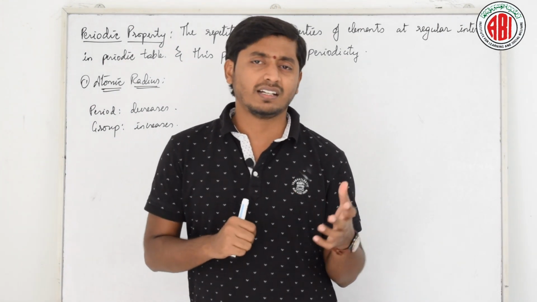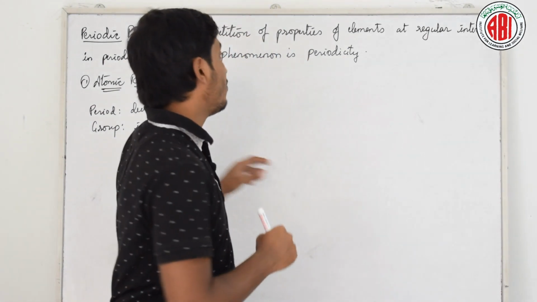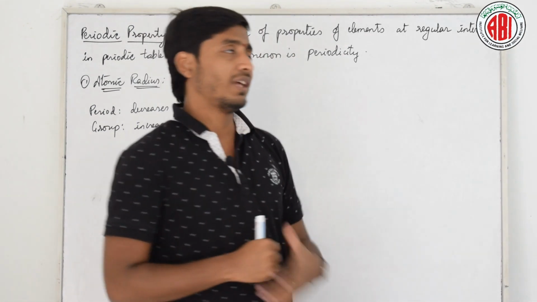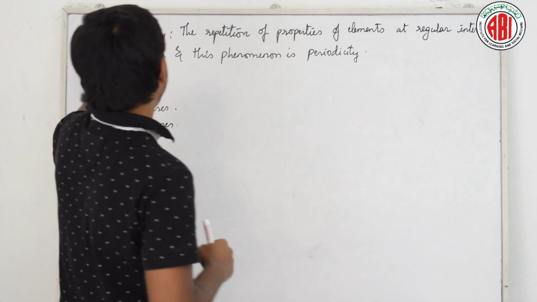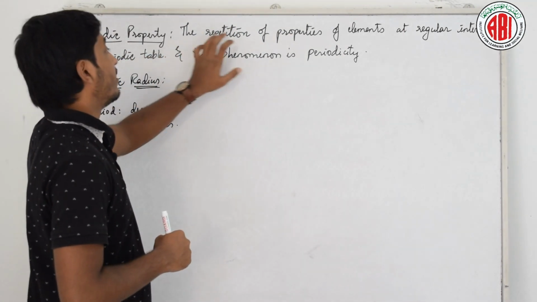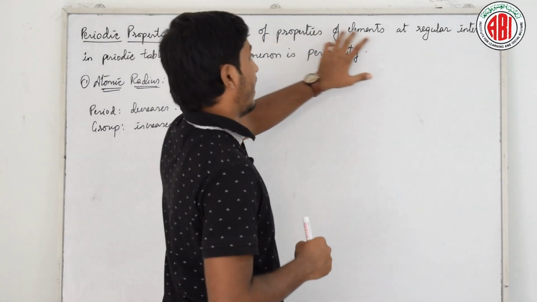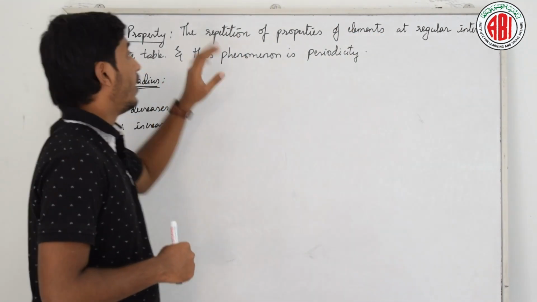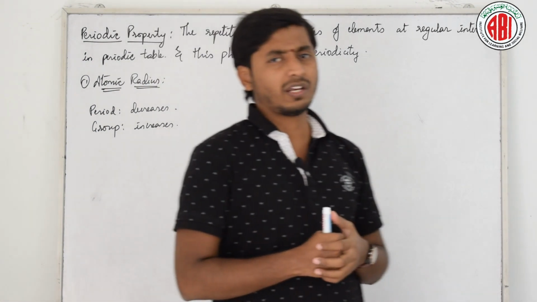In this way we will discuss a few more periodic properties of the different atoms. Now see here, what do we mean by the term periodic property? That is the repetition of the properties of elements at regular intervals in a periodic table. Repetition of properties. What is that particular property?